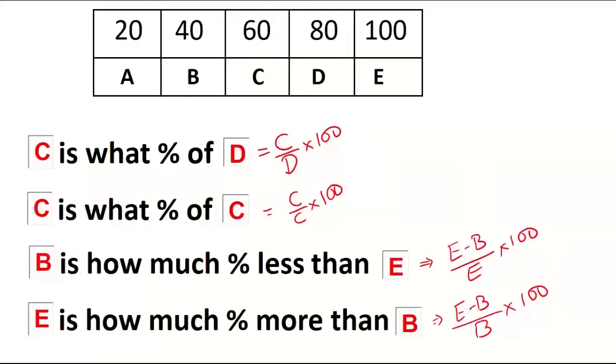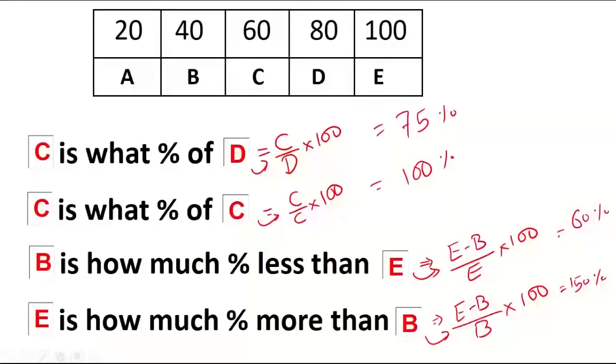Let's solve this. C over D, that is 60 over 80, 3 by 4. 3 by 4 is 75%. C by C, obviously 100%. E minus B, so it's 100 minus 40, 60 over 100. It's 60%. E minus B, that is 60 over 40. It's 150%. So I hope you are clear with all these formulas.